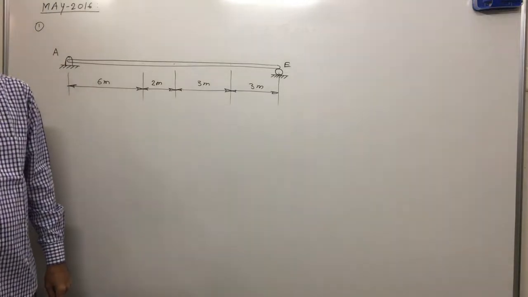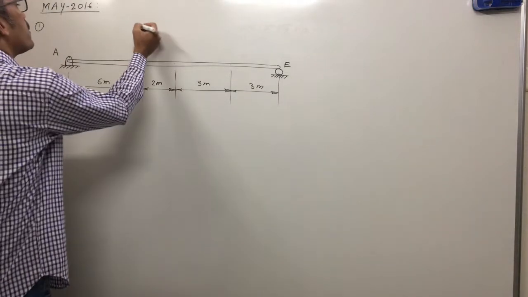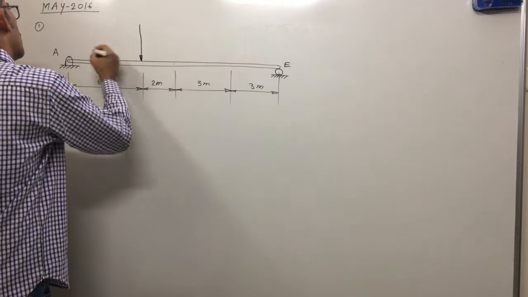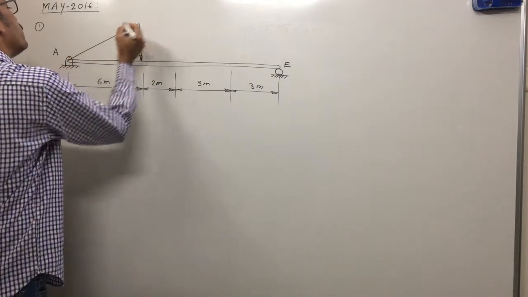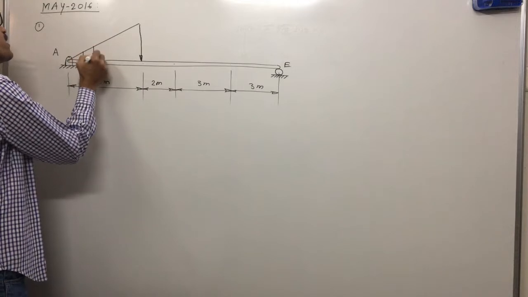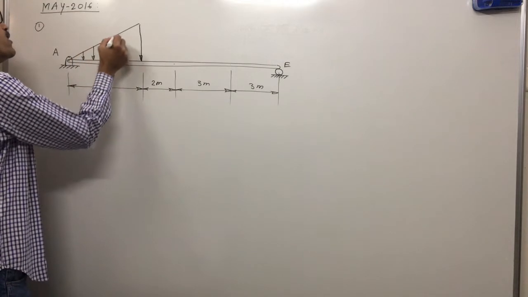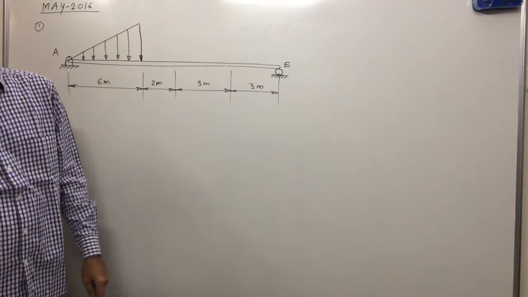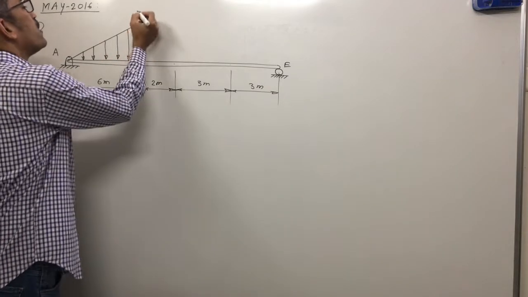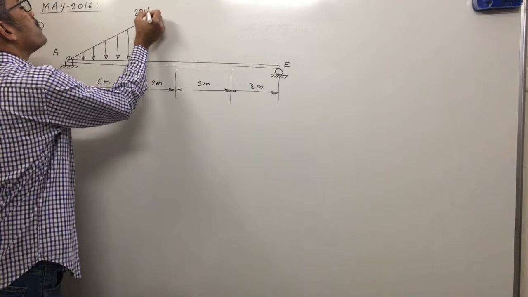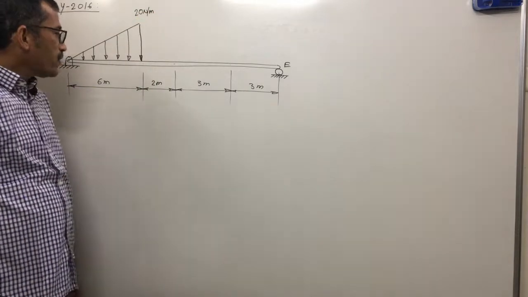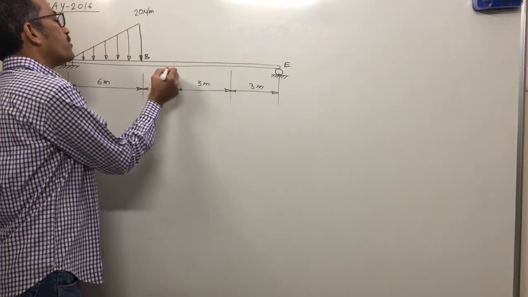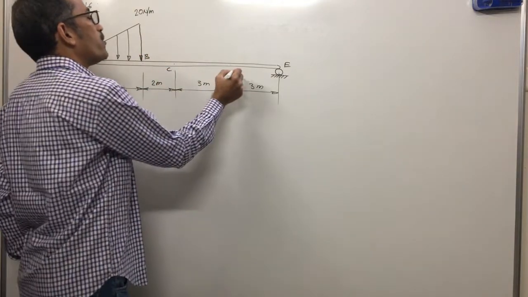What loads are given, I will represent here. First, in the 6 meter span, a UVL is given, which is acting in the downward direction. The magnitude of this load is 20 newtons per meter. The name of this point is B, this point is C, and this point is D.